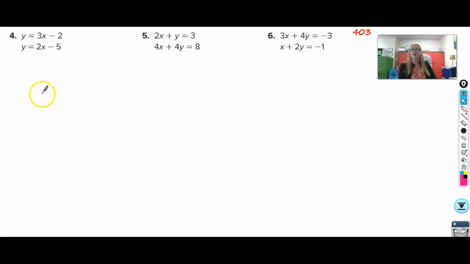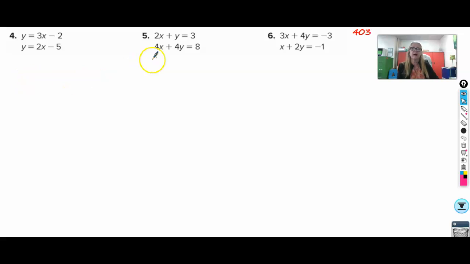number 4, notice, can be solved exactly the same way we just solved number 3. Just do 3x minus 2 equals 2x minus 5, solve for x, then go back and substitute your x value to solve for y. Right?